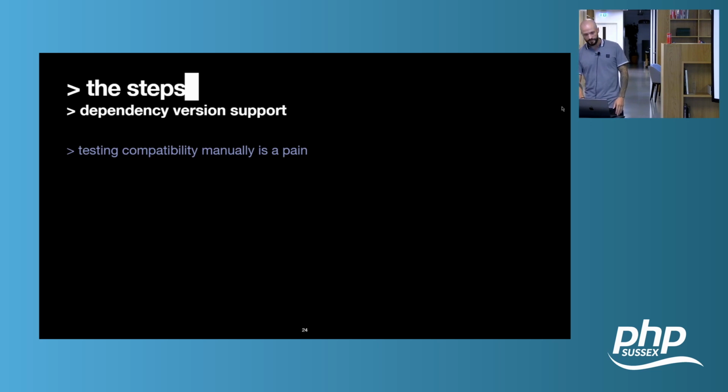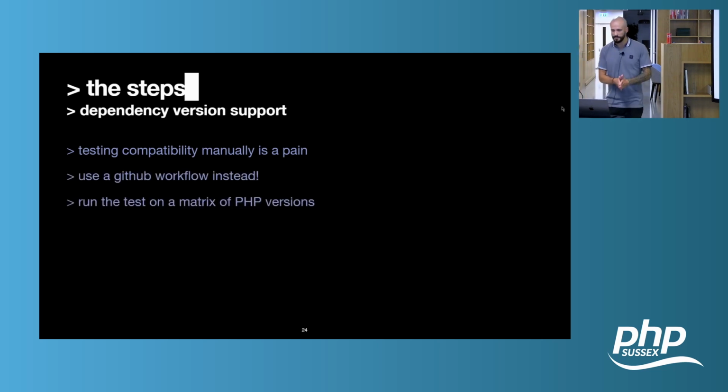And the way we are going to do that is by using a GitHub Workflow. And we are going to use a GitHub Workflow to run the test on a matrix of PHP versions, which is almost as cool as it sounds. Has anyone used GitHub Workflows before, by the way? You have? Yeah? Cool. Well, even if you haven't, you will see that it's not that bad.